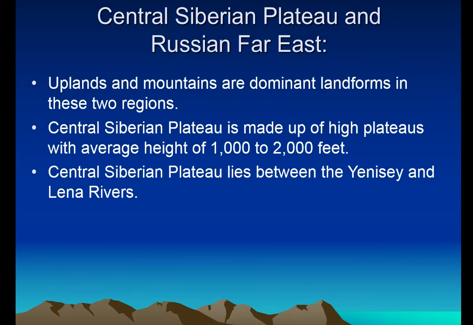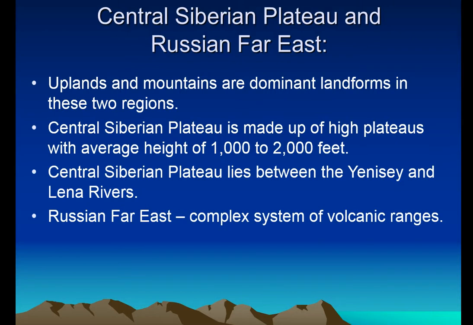Good stuff. Central Siberian Plateau and the Russian Far East. Uplands and mountains are dominant landforms in these two areas. Okay, the two big things: you're either elevated because of mountains or you're on very high plateaus. The Central Siberian Plateaus are made up of high plateaus that average at least 1,000 to 2,000 feet, so they're pretty good sized plateaus. The big one, Central Siberian, lies between the Yenisei River and the Lena River. So this part of the country is big in the mountains, big in the uplands.